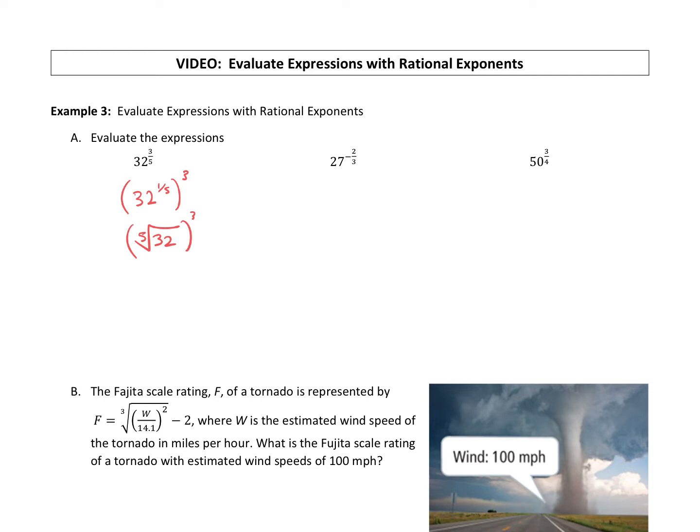And the fifth root of 32 is a common root that we know, or we'll make sure that we become really familiar with these. What number can you multiply by itself 5 times to get to 32? And that is going to be a 2. And then now we can evaluate the power. 2 to the third power gives us a final answer of 8.